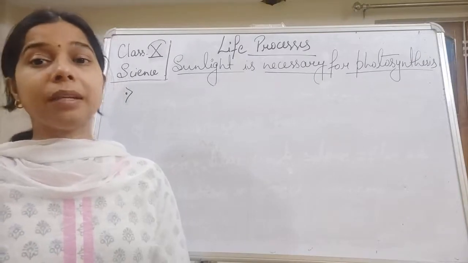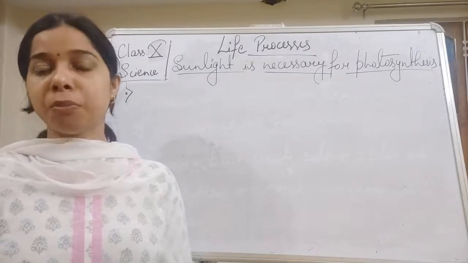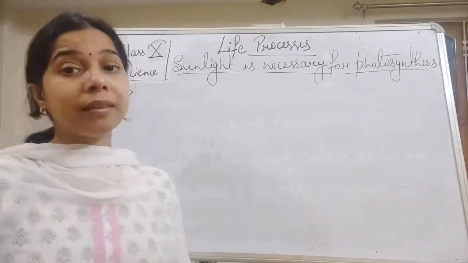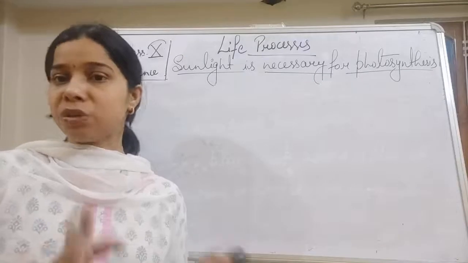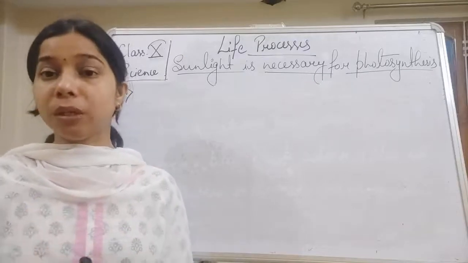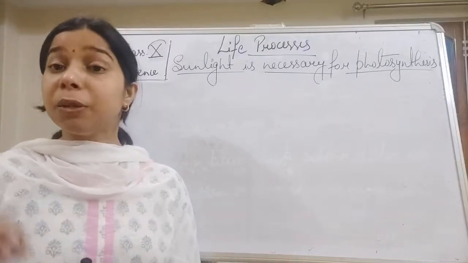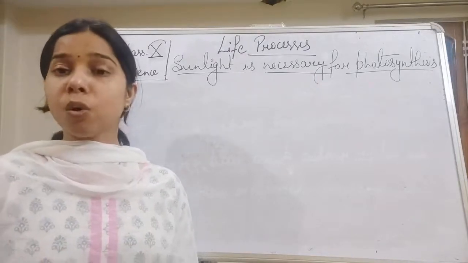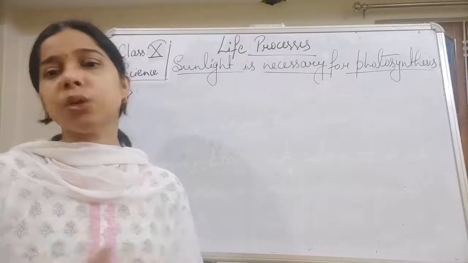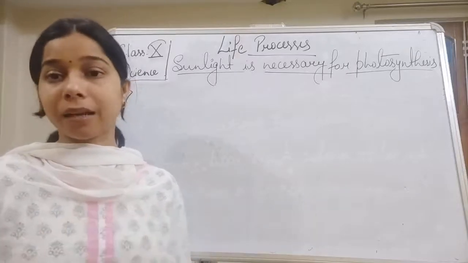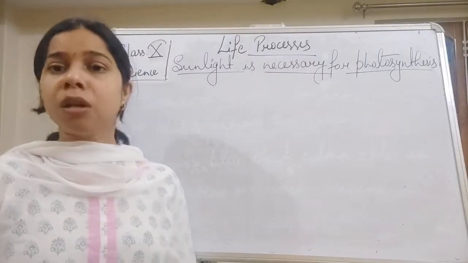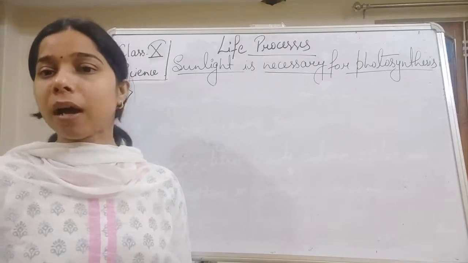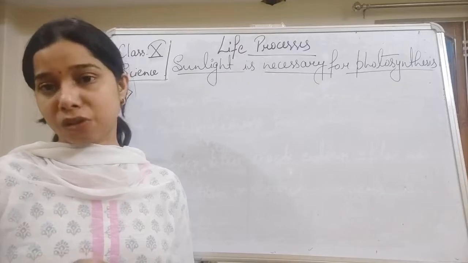So we will take a potted plant with green leaves, and at first we will keep it inside a room for 2 to 3 days so that the plant will become de-starched. Now what is this? The presence of starch explains photosynthesis. If we continue with the same potted plant without de-starching, it will interfere in our experiment. So at first we will de-starch the plant.